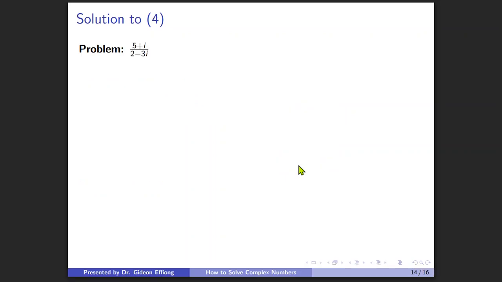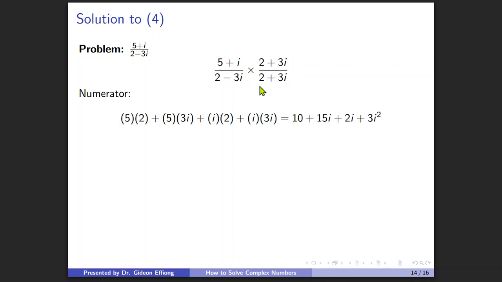Now solution to the fourth problem. Given the problem, we should multiply, find the conjugates. The conjugate here is 2 plus 3i. So we have to multiply the numerator and the denominator by 2 plus 3i. So that is what we are doing here. So when you do that, you multiply the product on the numerator separately. So when you multiply the product on the numerator, this is what you will have. You simplify it to arrive here.